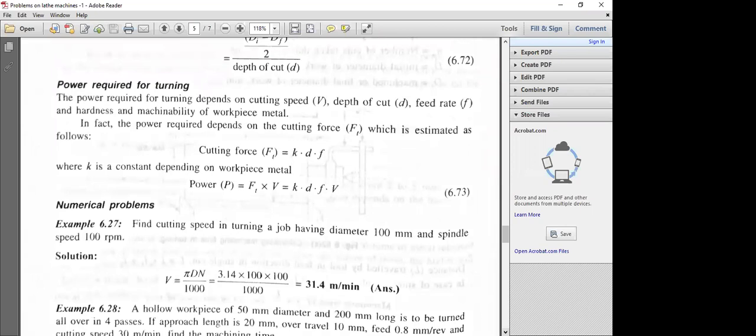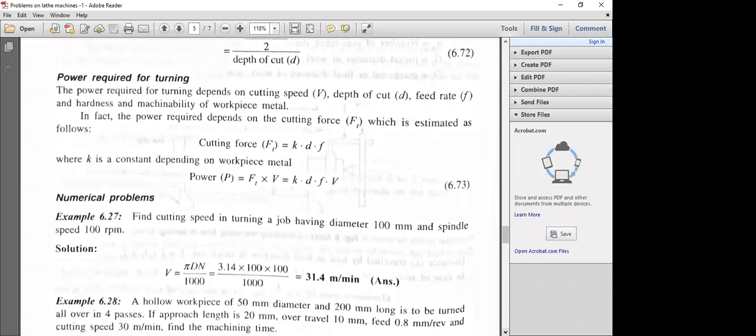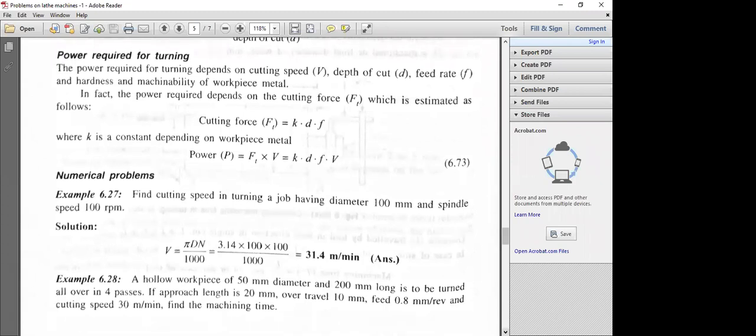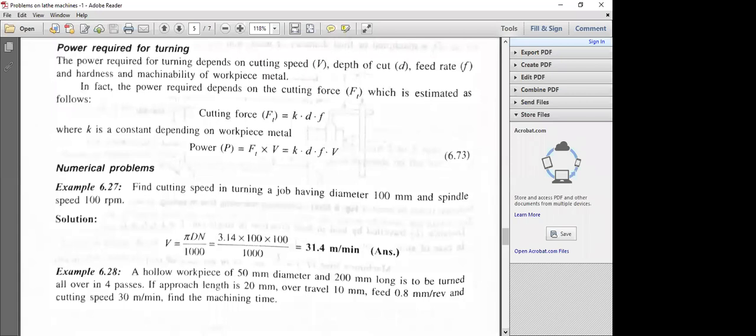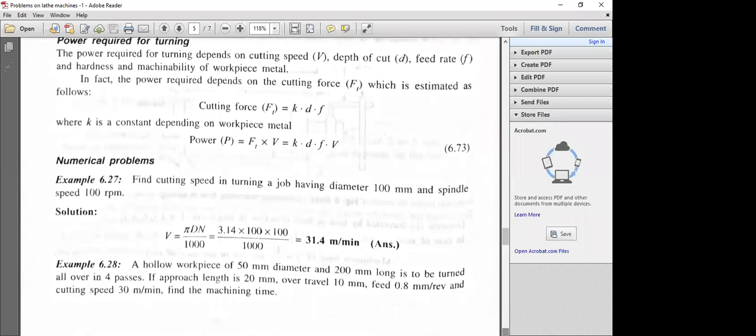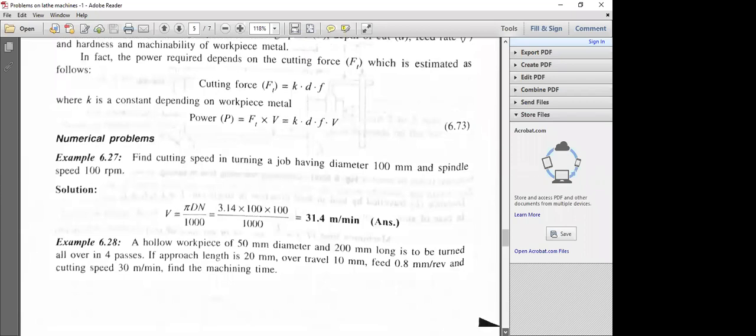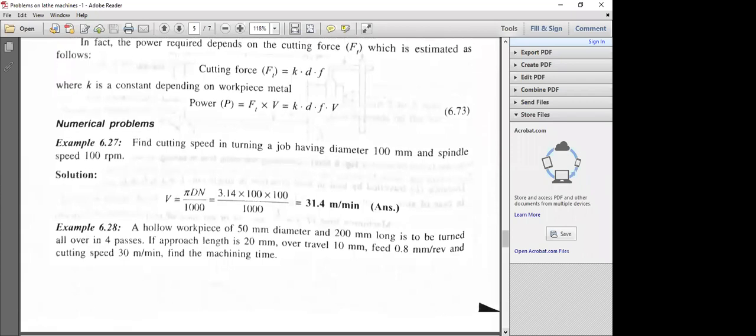Don't think we are doing small problems, but so many people forget that formula, maybe in the confusion or because you are relaxing as far as this subject is concerned. So pi value is 3.14, diameter of the job is 100, and the spindle speed is 100, by 1000. So simply you are getting 31.4 meters per minute. Slowly we'll try to increase the level of the problems.